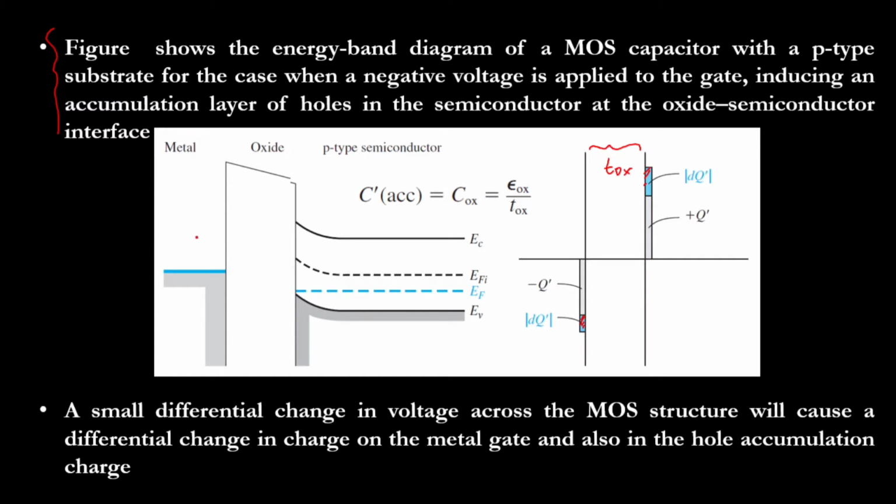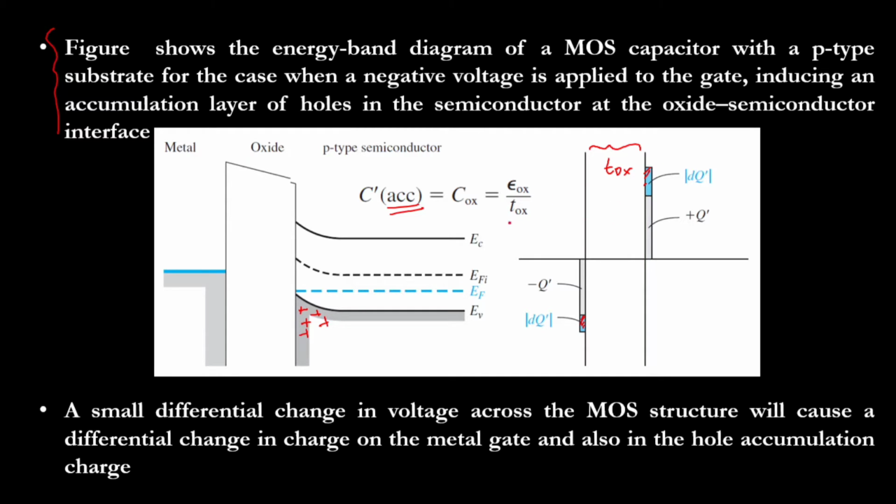So basically, what does it mean? If I make a small change in the input voltage, the respective change happens in the charge distribution on either side of the oxide. That's what this diagram says. And for the capacitance equation, I can mention C_acc, which stands for accumulation. This is the process of accumulation, where positive charges accumulate here, and the accumulation of holes is also shown here. That capacitance is equal to the permittivity of the oxide layer divided by the thickness of the oxide layer.